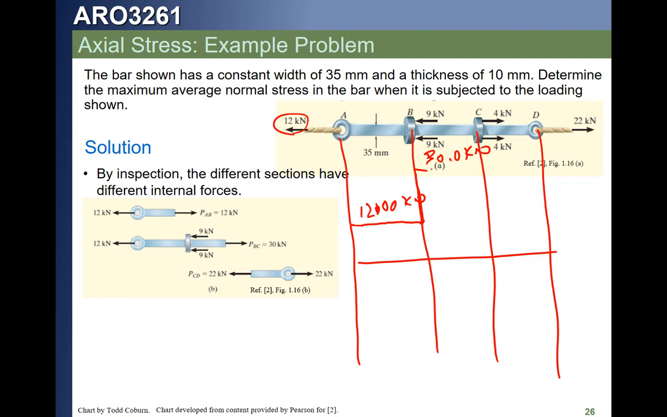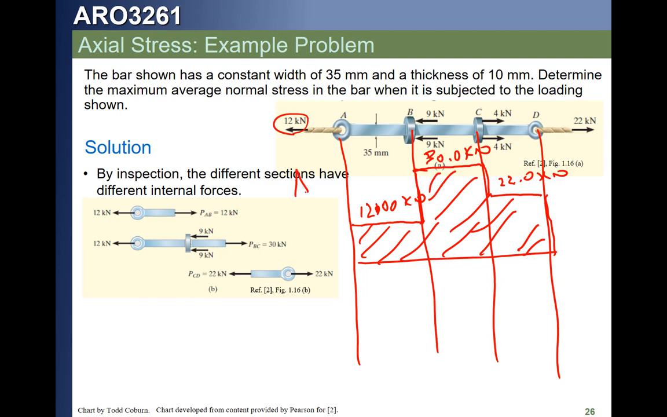And it doesn't change from here to here. Then we have compression, which means it reduces it by 8 kilonewtons. So now we're down to what? About 22 kilonewtons. And nothing changed. And then we hit this one, and now we pull the last part out, and it goes back to 0. So this is our axial load diagram, right? And this is our loading diagram.